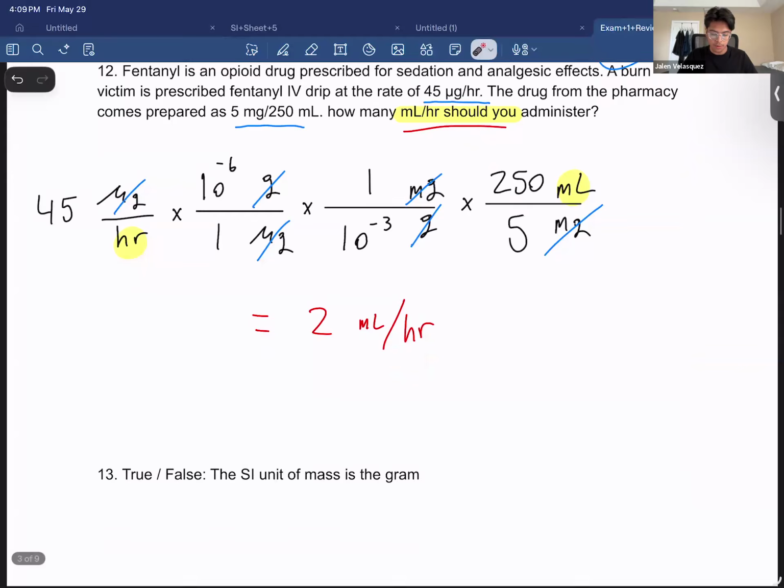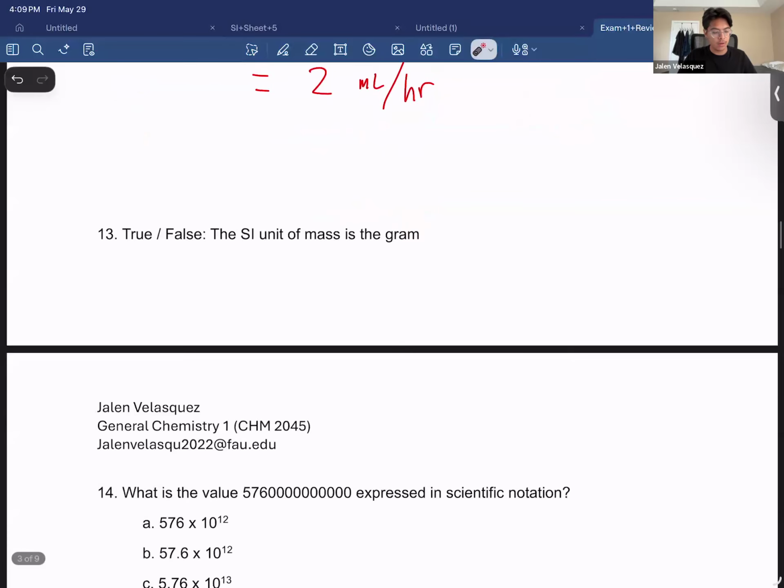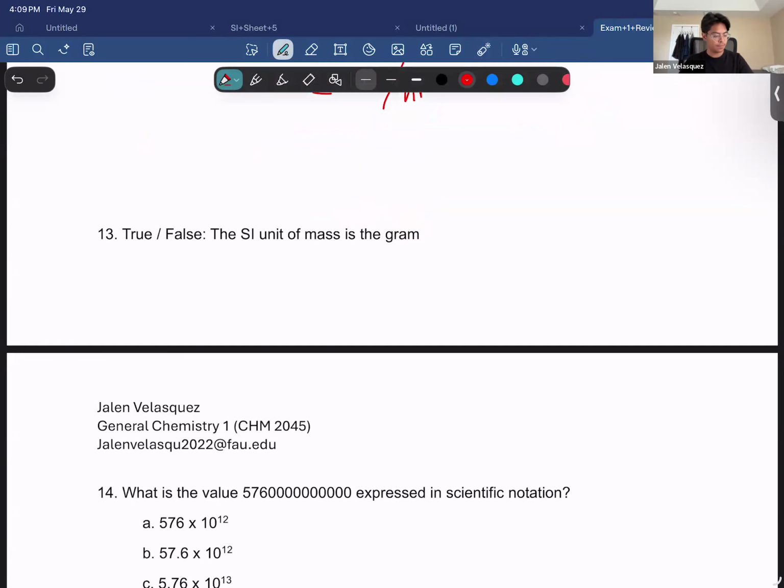All right, so let's move on to number 13 here. This is another true or false problem. The SI unit of mass is the gram. What do we think there? So this one is false. The SI unit of mass is the kilogram.